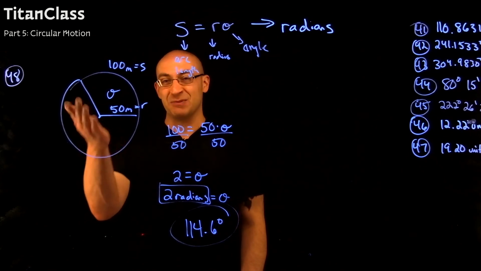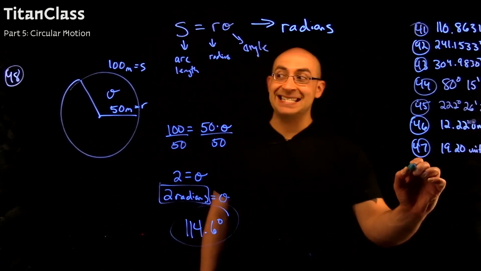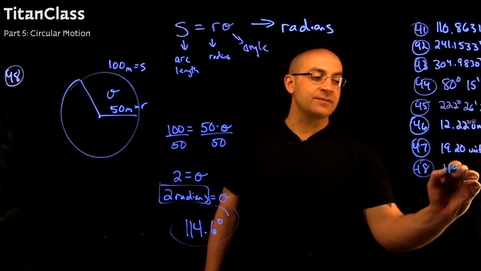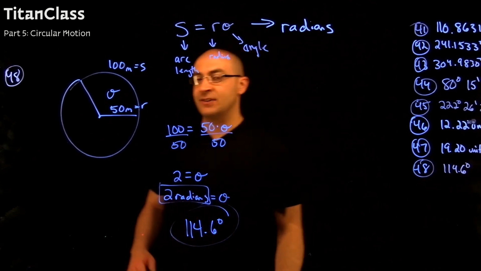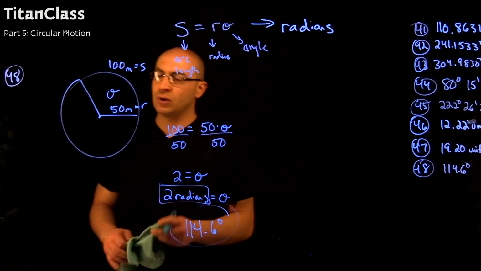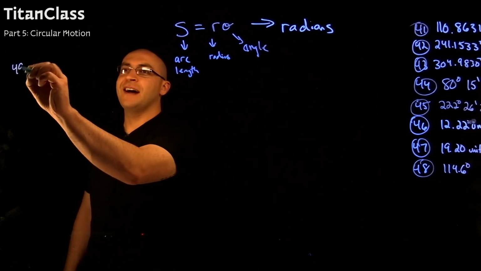And that makes sense because we have an obtuse angle here. So 48 is going to be about 114.6 degrees. If you give me 115 degrees, that's also totally fine. More to come on problems like this. 49, we're almost there.